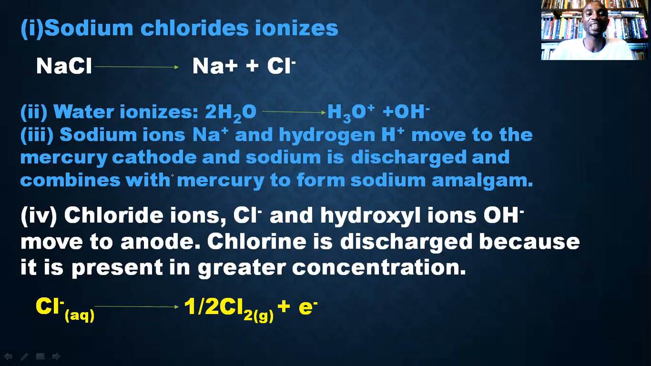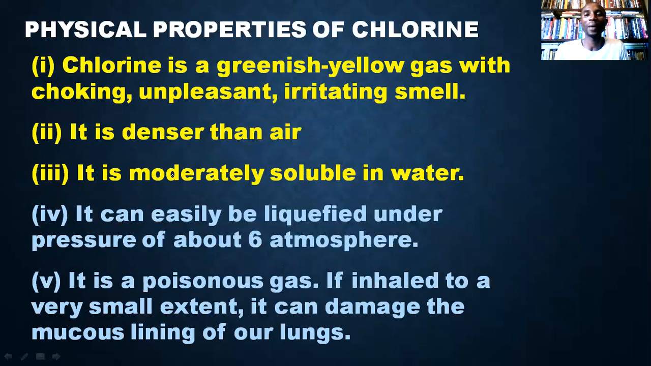Of course, during electrolysis, the cations move to the cathode. The chloride ion and the hydroxide ion move to the anode, which is the positive electrode. The chlorine is discharged because it is present in greater concentration. This is one of the factors that affect the discharge of ions during electrolysis: the concentration of the ion. So chlorine will be discharged in preference to the hydroxide ion because it is more concentrated. All right, what are the physical properties of chlorine?